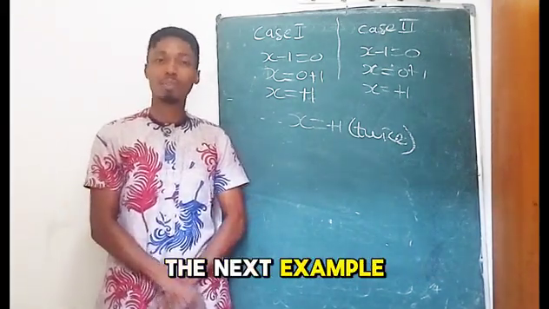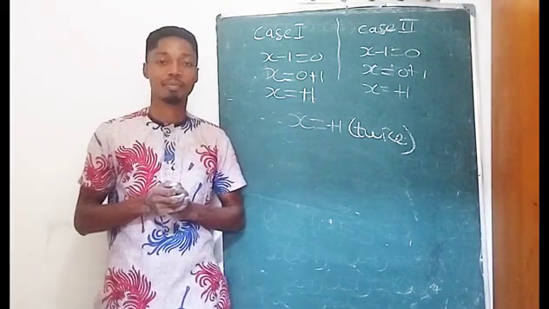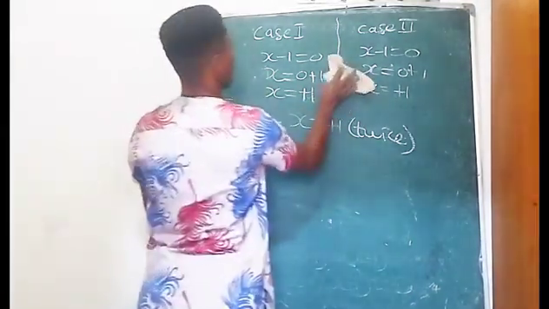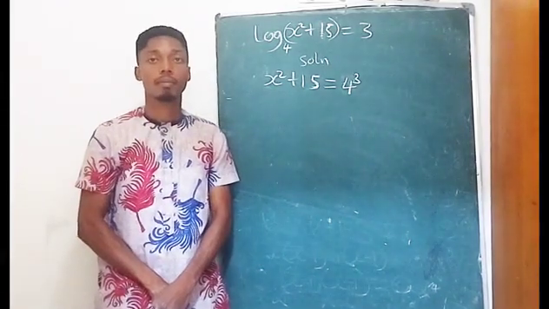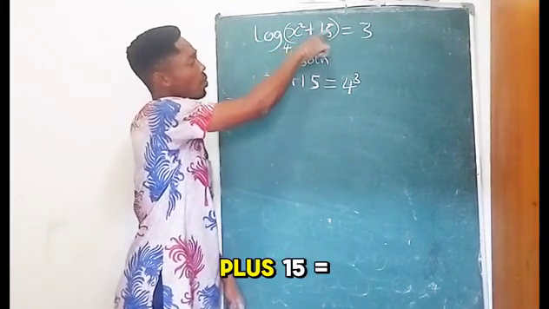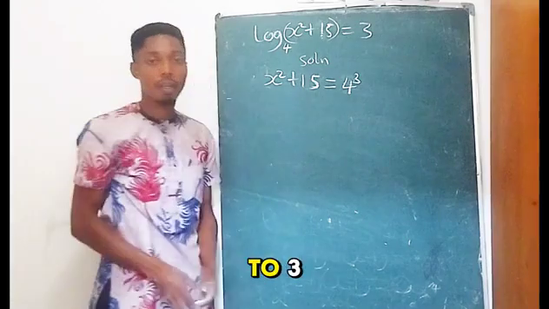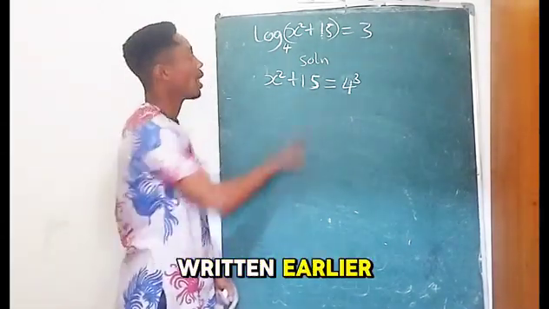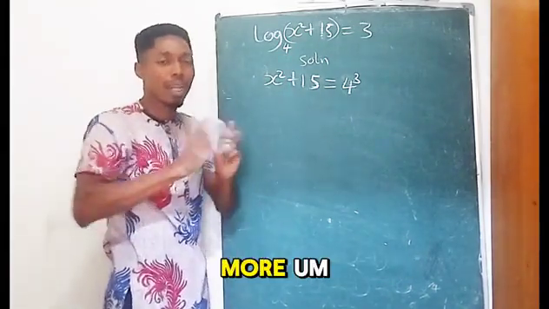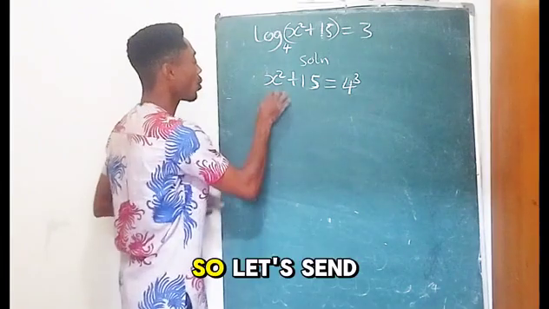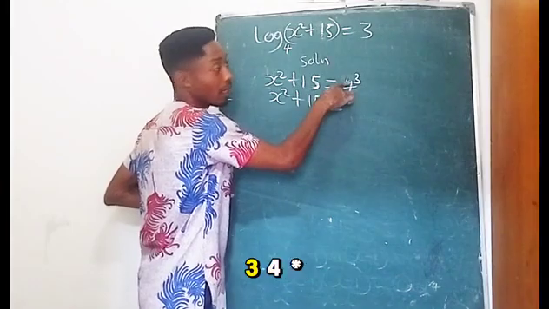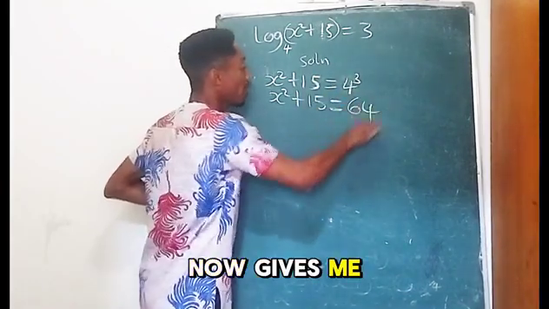Let's look at the next example, which is our last example. In this example, we are looking at log of x squared plus 15 in base 4 is equal to 3. If we check what I have written earlier, I put 35 there. So you make a correction, that is 15, so that we can have a more workable answer. So this is x squared plus 15 equals 4 raised to power 3, 4 times 4 times 4, that gives me 64.